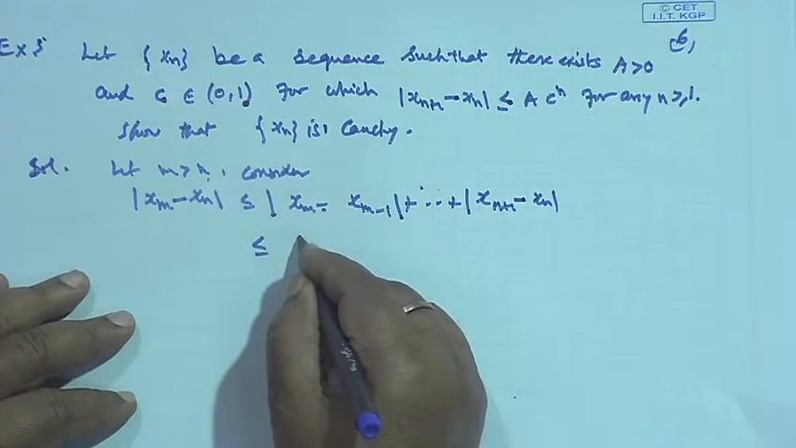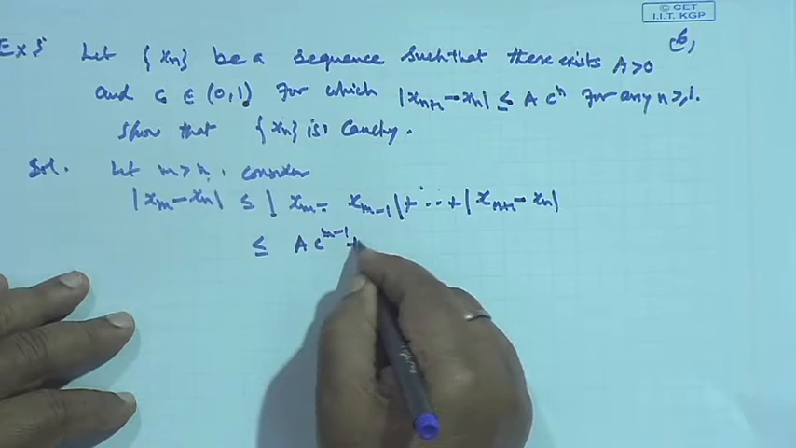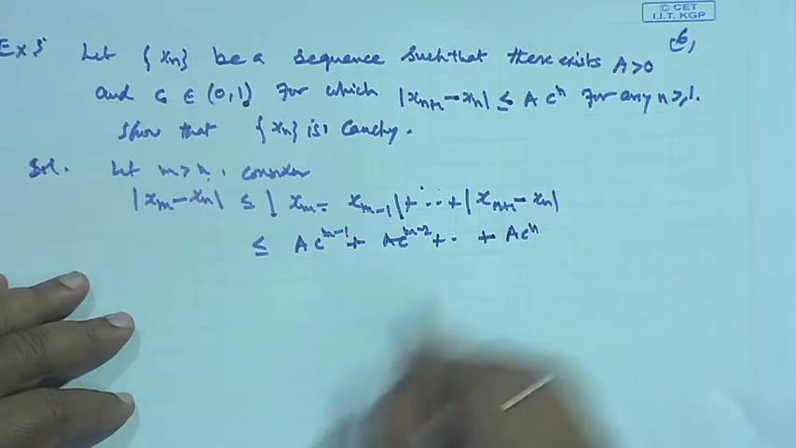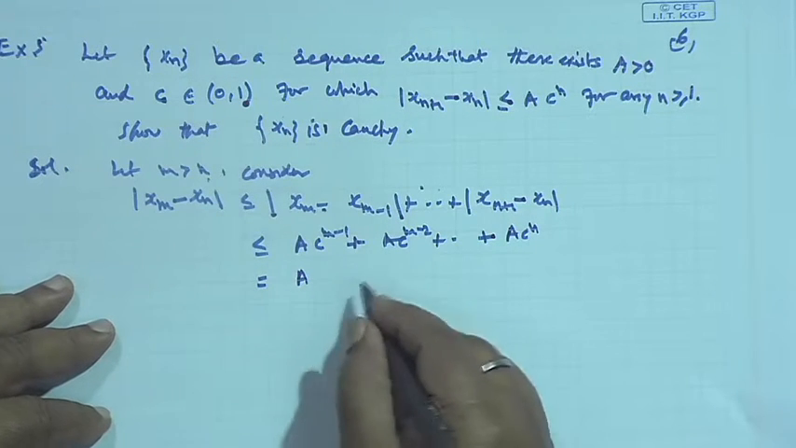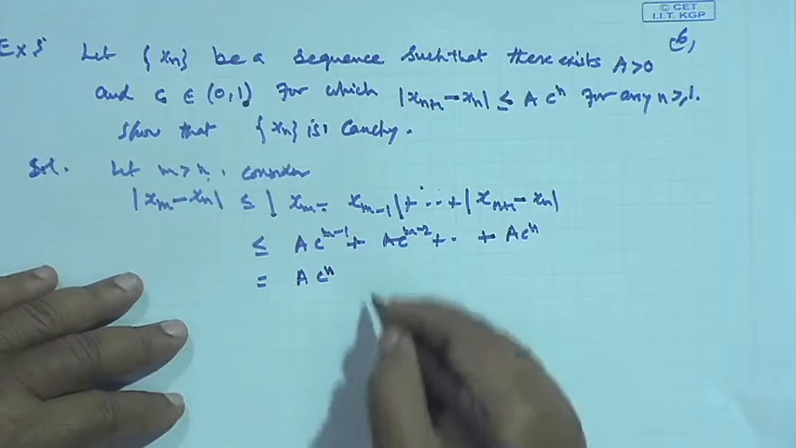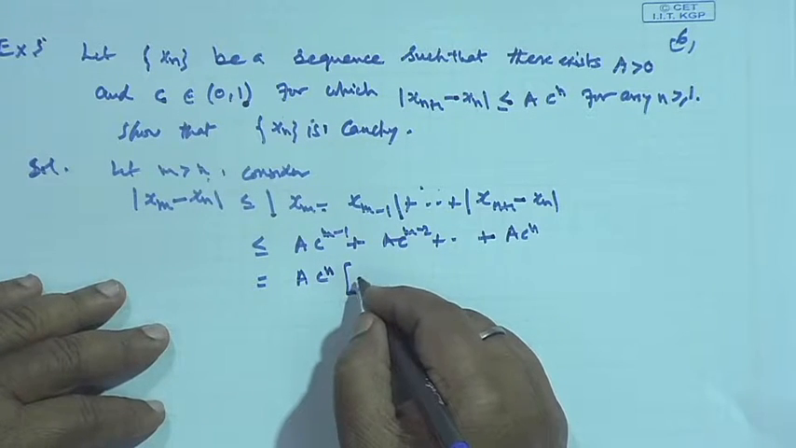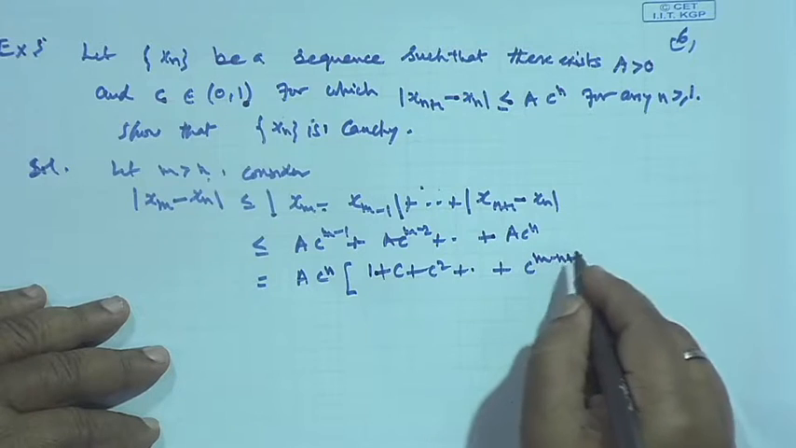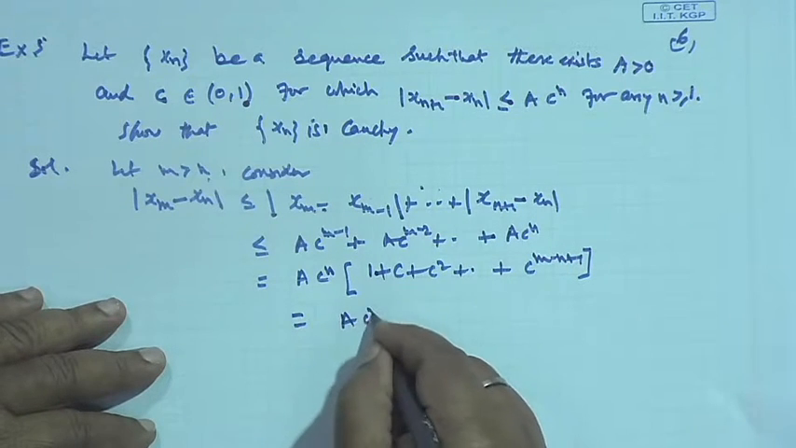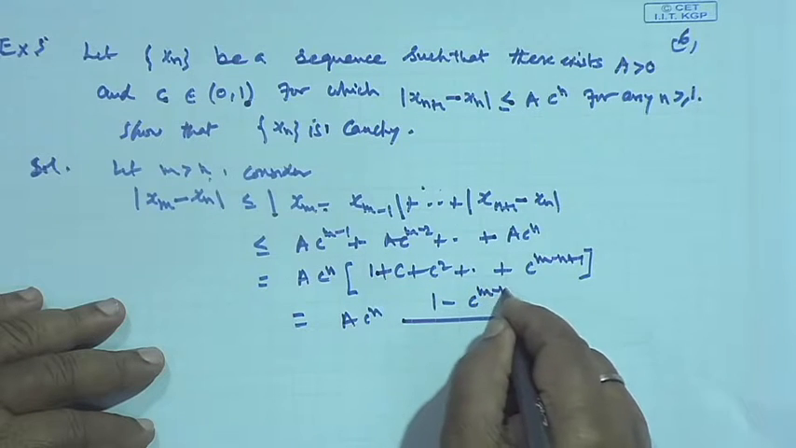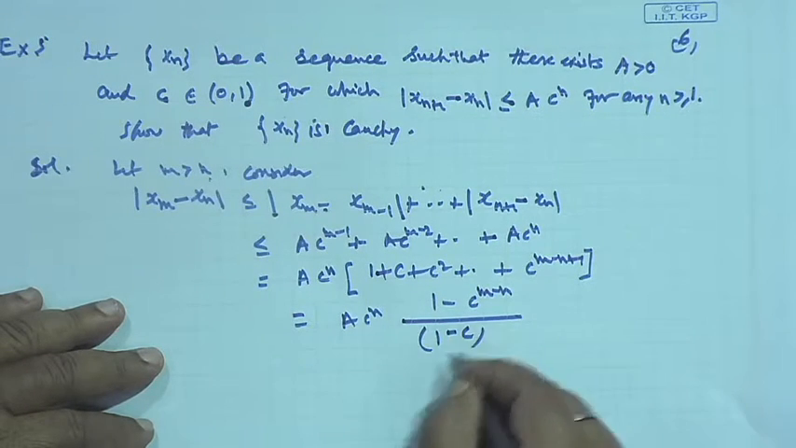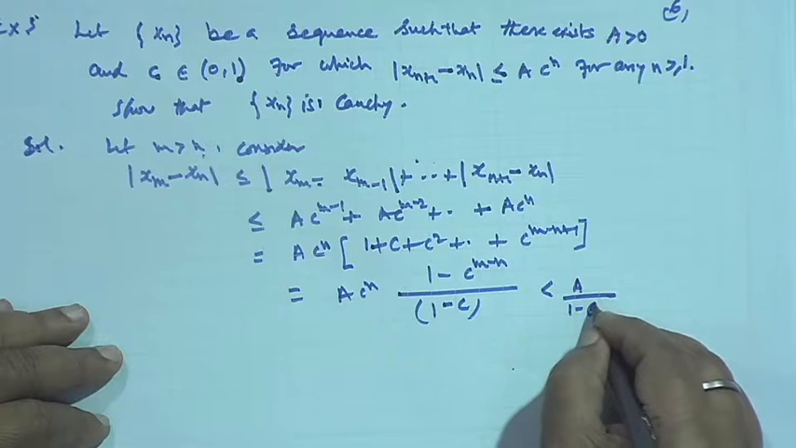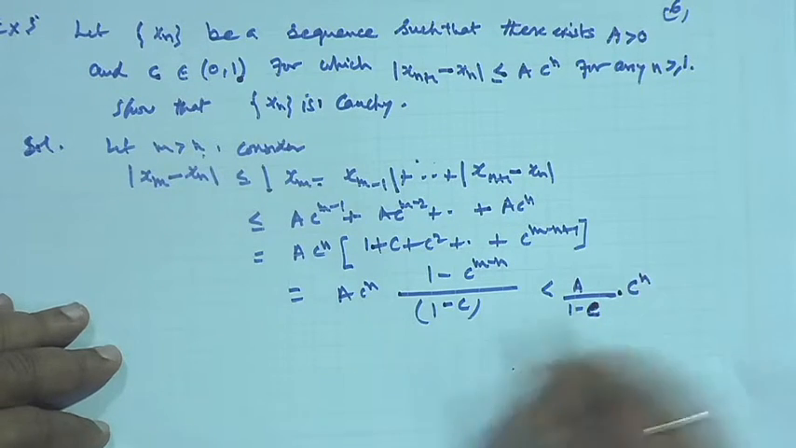So, this is less than or equal to a c^{m-1}, a c^{m-2} and so on, and the last term is a c^n. So, take a c^n common. When you take a c^n common, you get 1 plus c plus c squared up to c^{m-n-1}. Now, this is a geometric series and the sum will be (1 minus c^{m-n}) divided by (1 minus c). So, this will be strictly less than a over (1 minus c) times c^n.